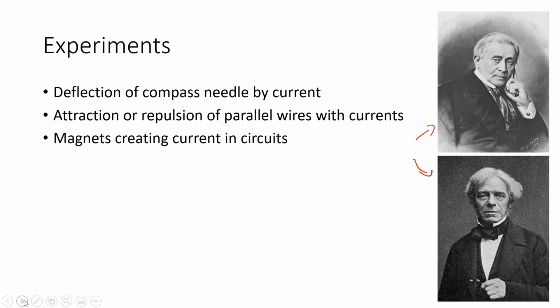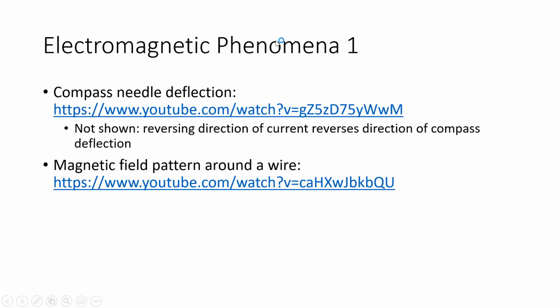So let's look at our first phenomena. Really, two phenomena. The first up here is the deflection of a compass needle by a current. And it also shows the fact that if you reverse the direction of the current, it reverses the direction of the compass deflection. And also we're going to look at the magnetic field pattern around a wire in this video. So take a minute to watch these videos.